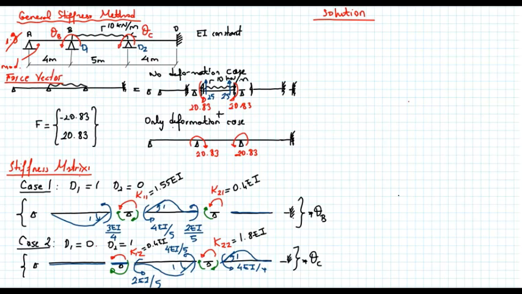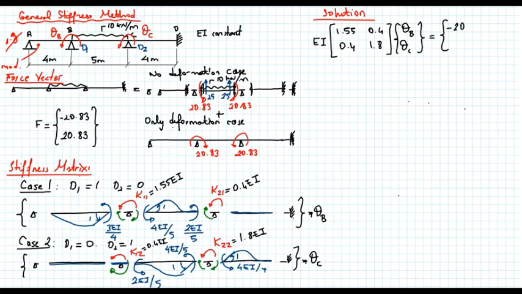Now my stiffness matrix is as follows. I have EI times [1.55, 0.4; 0.4, 1.8], with rotation at B and rotation at C, or we can write it as D1, D2, and that's equal to minus 20.83 and 20.83.